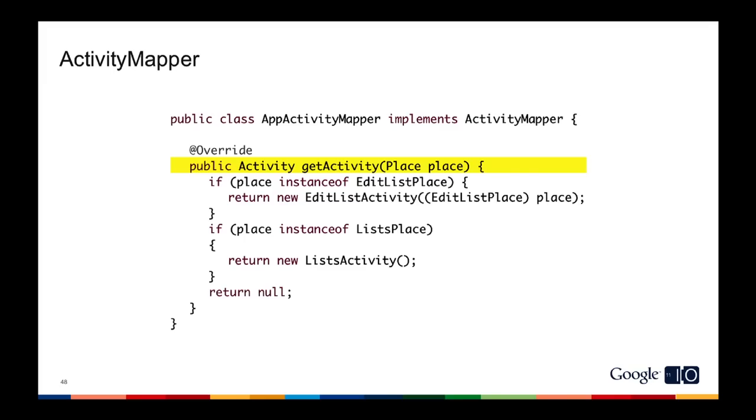An ActivityMapper is what you use to tell GWT, when this place transition happens, here's the activity to load. So it has only one method called getActivity. It takes a place. And your code will typically look something like this. If it's one type of place, then you return the corresponding activity. You'll have one activity mapper for each region of the screen, typically. We'll look at that in just a second.